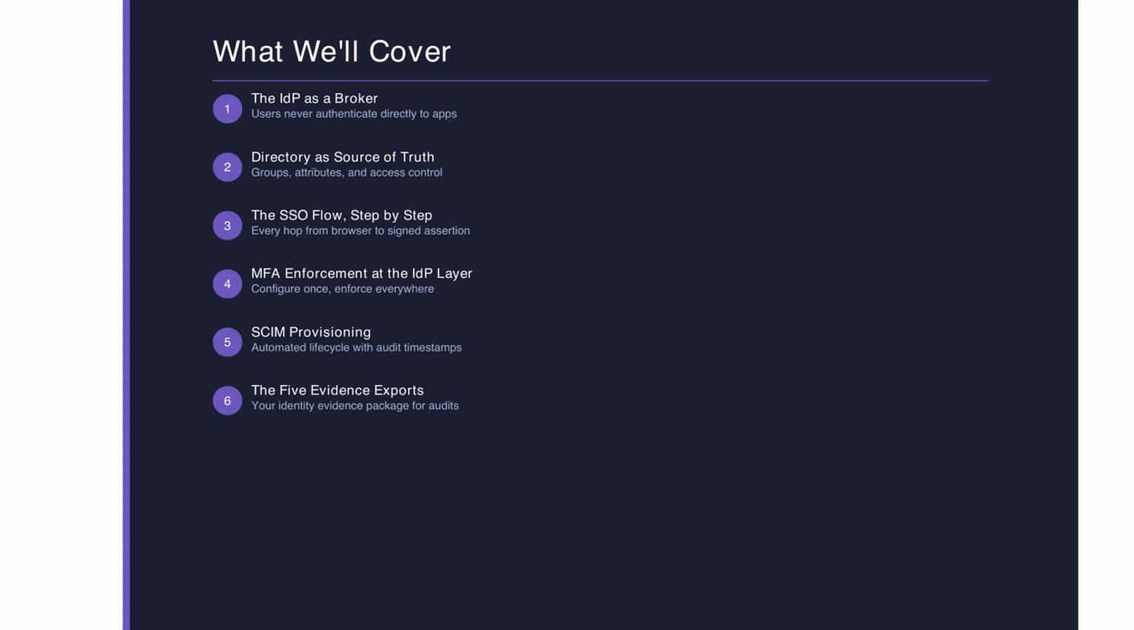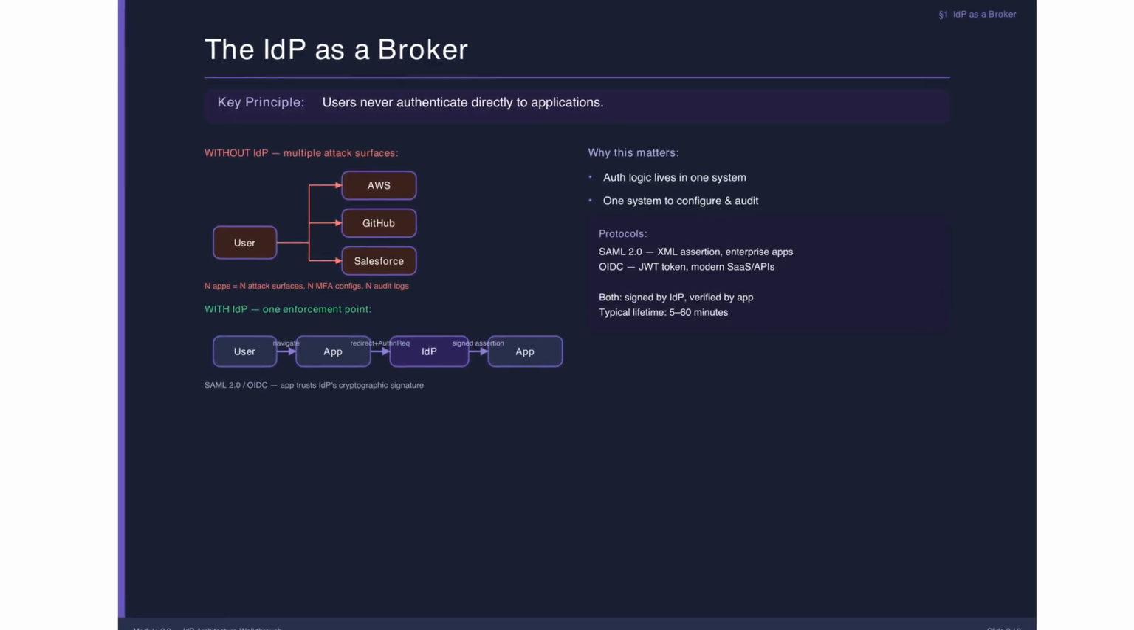Fifth, SCIM provisioning, automating the joiner-mover-leaver lifecycle with time-stamped evidence. And sixth, the 5 standard evidence exports, the identity package that makes you audit-ready. Let's start with the broker model. Let's start with the core principle.